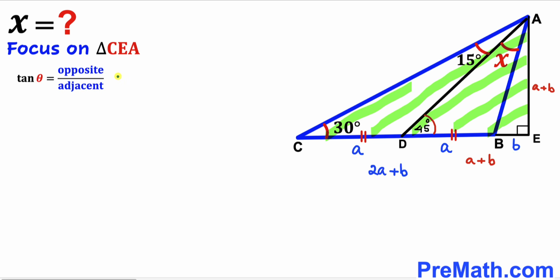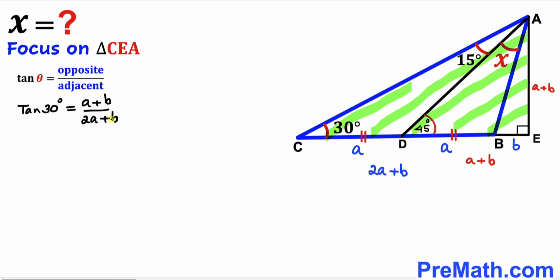Now let's recall this famous trigonometric ratio: tangent of theta is always equal to opposite divided by adjacent. So for this angle of 30 degrees, this side is going to be our opposite side, whereas this whole CE is going to be our adjacent. Our opposite side is a plus b and our adjacent is 2a plus b. So we can write tangent of 30 degrees equals a plus b divided by 2a plus b.